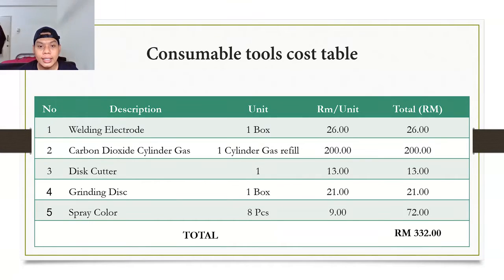The third one is disc cutter. We buy one piece for disc cutter. The cost is 13 ringgit. The fourth one is grinding disc. We buy one box and it costs 21 ringgit. Lastly, we buy spray color, 8 pieces, and the price per unit is 9 ringgit. Alright, the total cost for consumable tools is 332 ringgit.